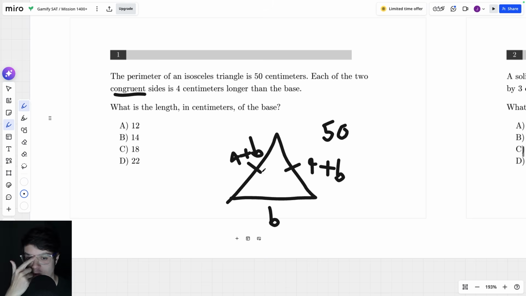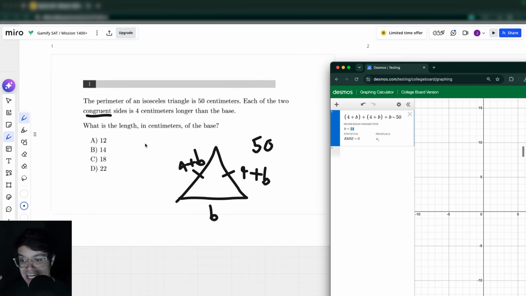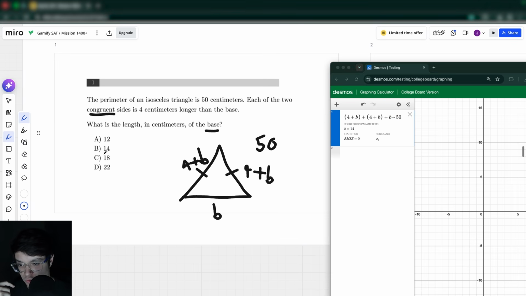And so you can probably tell now, you can just go ahead and use Desmos and write this as an equation and use that to figure out the answer. So it would be something like this: 4 plus b plus 4 plus b for each of these sides plus regular b is equal to 50. In case you did not know, this means equal to, and then therefore you get 14 as the answer for b. So yeah, the base is 14, therefore we go for b.